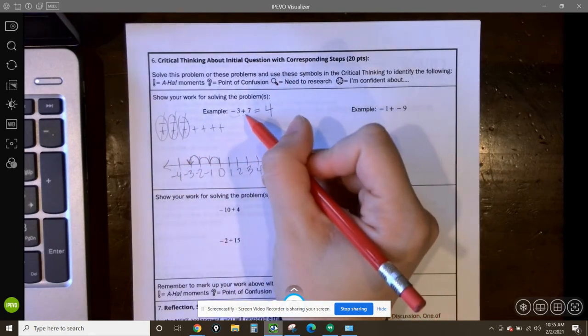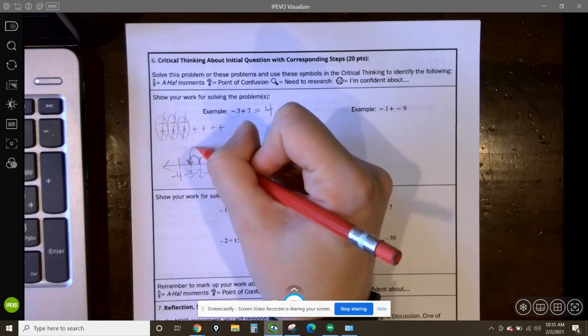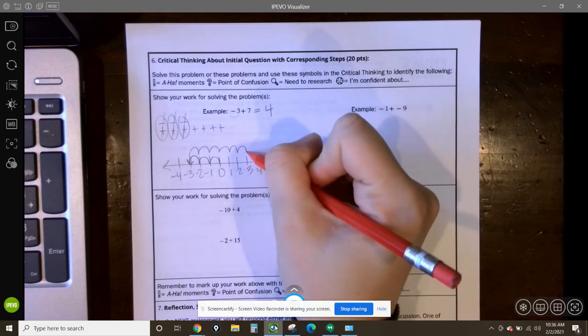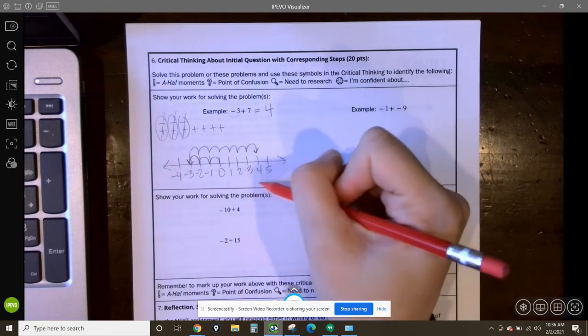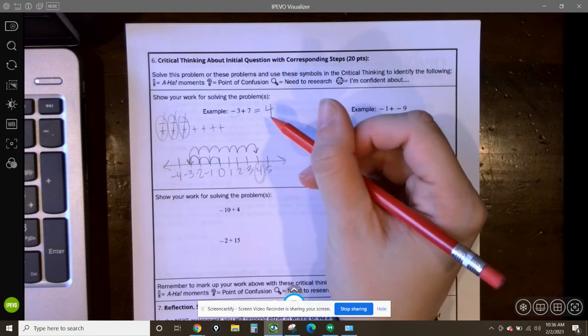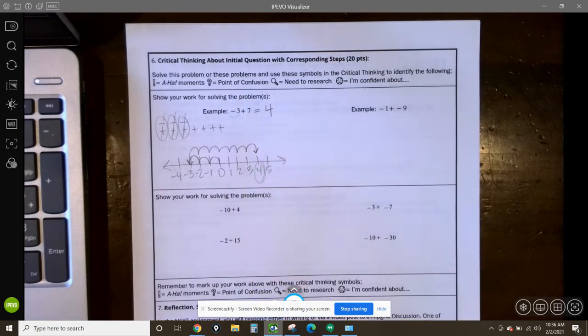And then plus 7. So now, from that spot, I'm going to go forward 7. 1, 2, 3, 4, 5, 6, 7. And you can see I still land here at positive 4 as my answer. So this is how to use a number line. I went backwards 3, forward 7.